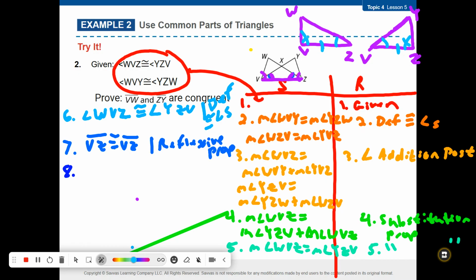So how are these two triangles congruent? Angle, side, angle. So I'm going to state that triangle VWZ is congruent to triangle, because remember that congruence criteria still counts, we have to be careful with how we write this, YVZ. And it's going to be angle, side, angle.